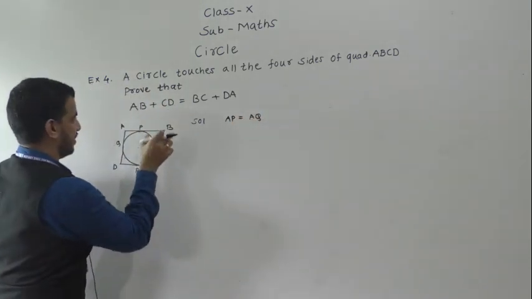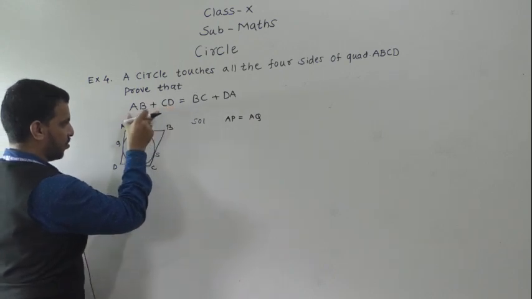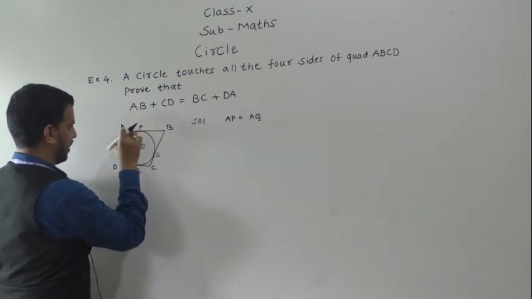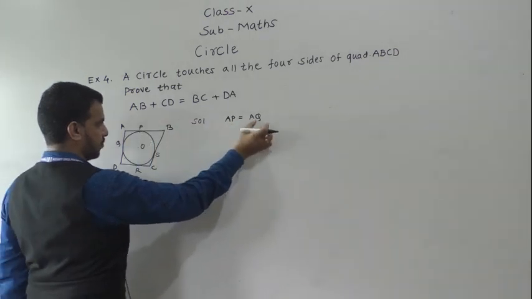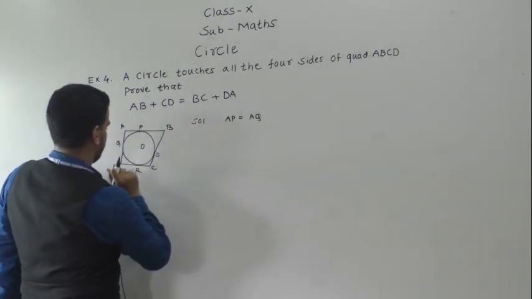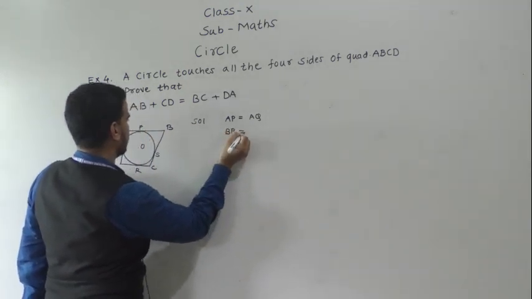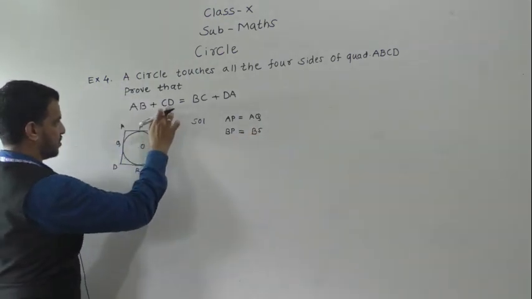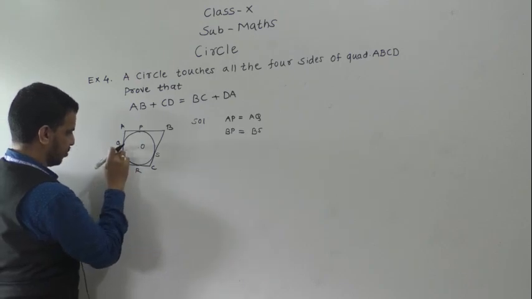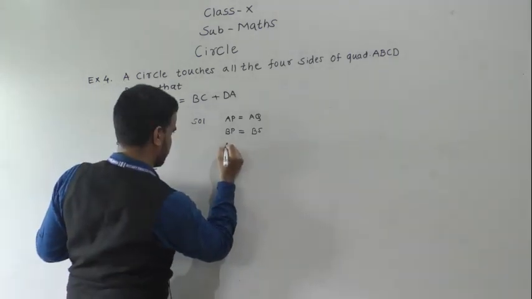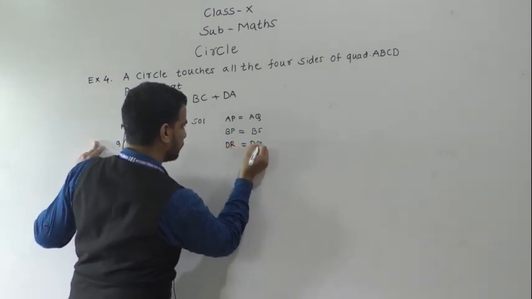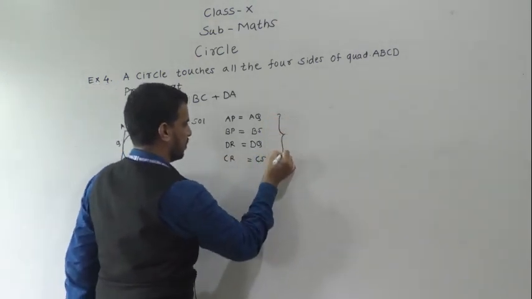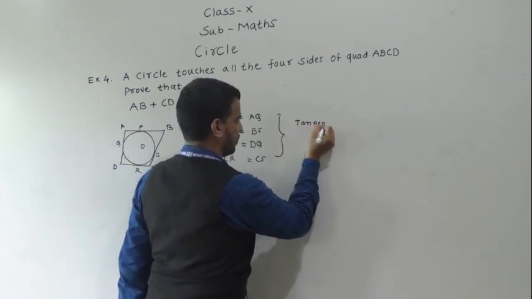Now in this example, the LHS is AB plus CD. So AB we will get as AP plus PB. And first we write AP is equal to AQ, then BP is equal to BS. Okay, after that we want CD, and DR and DQ are equal, CR and CS are equal. So we write DR is equal to DQ and CR is equal to CS. Okay, the reason is again the same: tangents drawn from an external point.